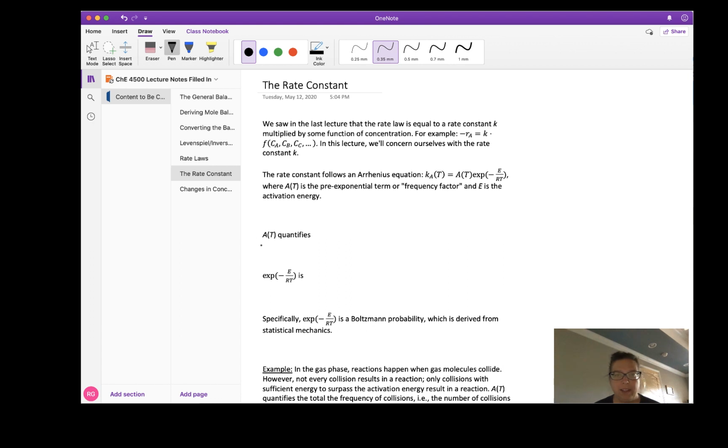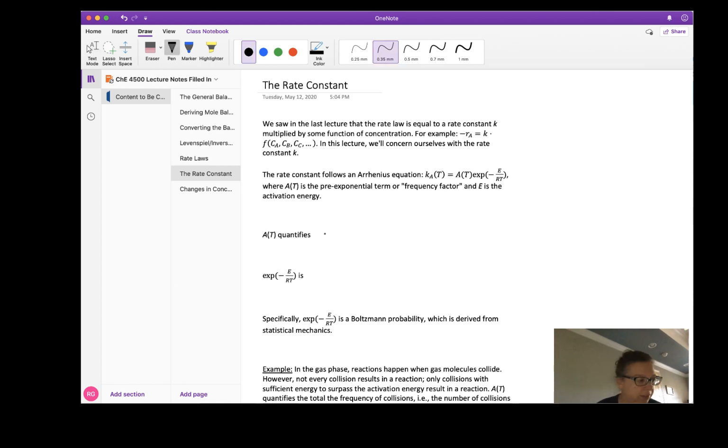So specifically, this A of T term, the frequency factor, gives us a measure of the number of opportunities for a chemical reaction to happen. Specifically, it's the frequency of occurrences that could lead to a chemical reaction. For example, if I have a gas phase reaction, then one of the things that needs to happen is that gas molecules have to collide with each other. So in that case, A of T could quantify the frequency of occurrences where two gas molecules collide. And by frequency there, I mean the number of times per unit time that two gas molecules collide.